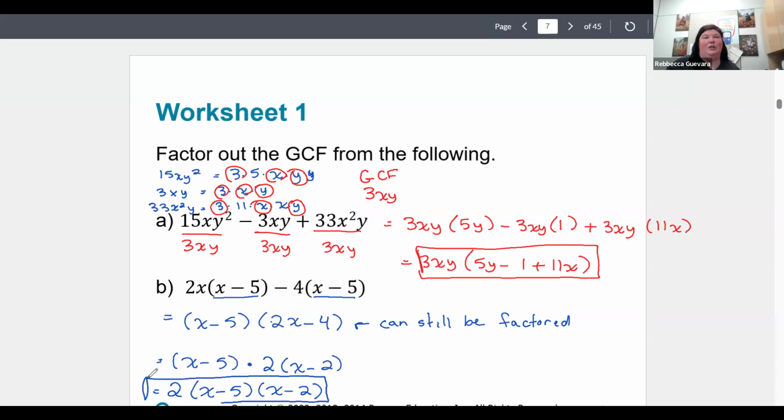Don't worry that you have to do it all in one step. Sometimes you'll factor something out and you realize that you can go back and there's more that you can factor out.